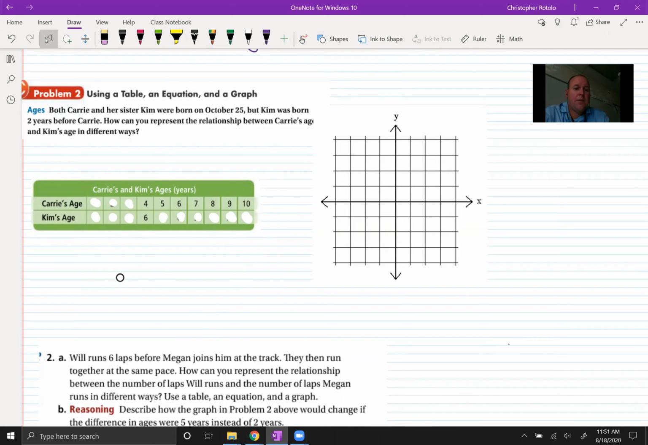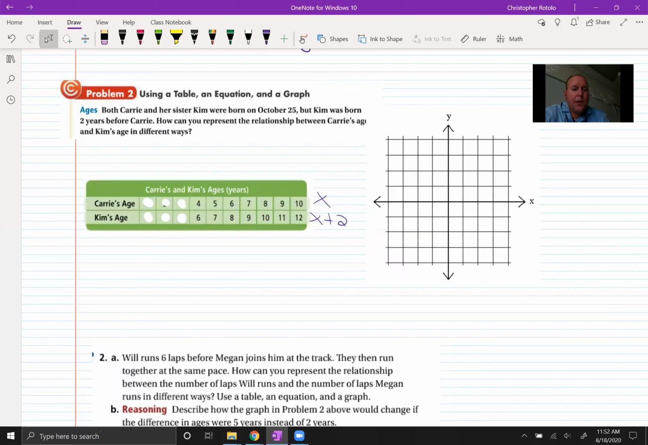How can we represent the relationship? All right, so I left a couple things blank in here. So that means when Carrie was 4, Kim is 6, right? Exactly, October 25th. So that means it's always going to be 2 years apart. So we can jot these things in here. Right? So let's say it in a couple of different ways. So if we said Carrie was X, what would Kim be? X plus 2.